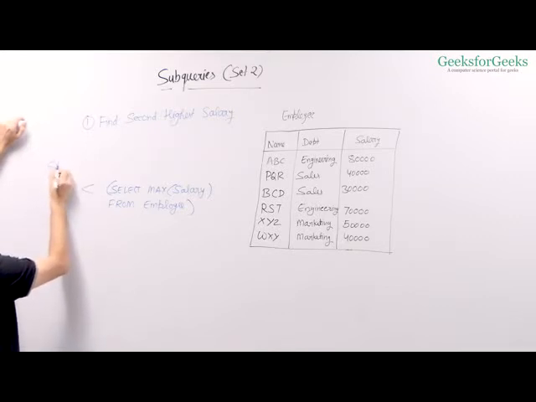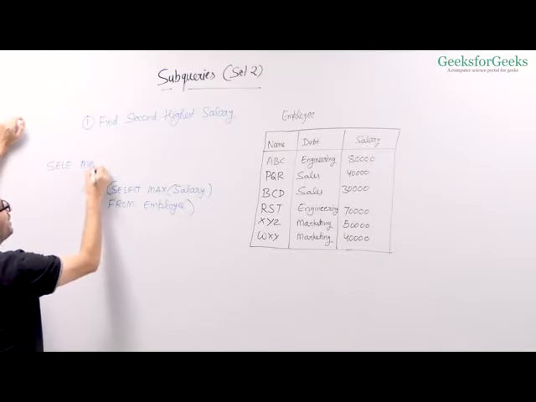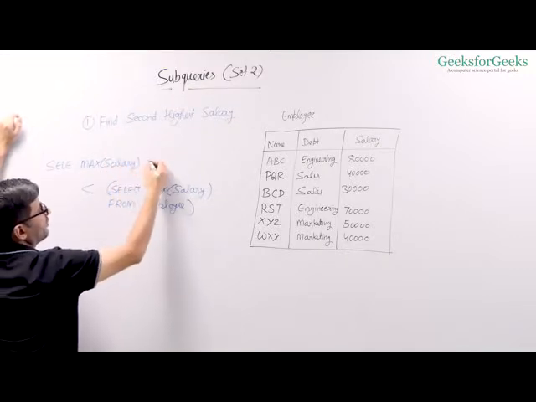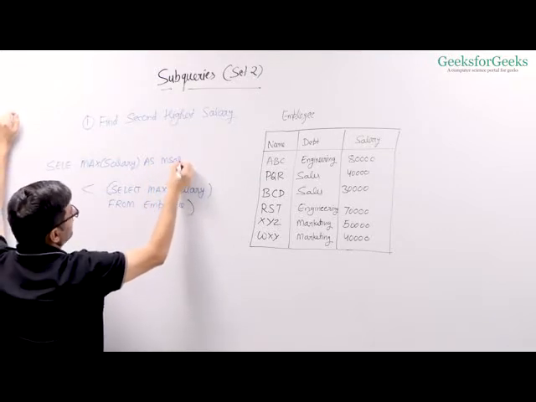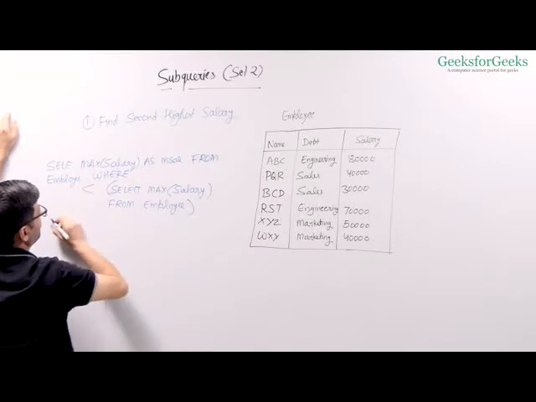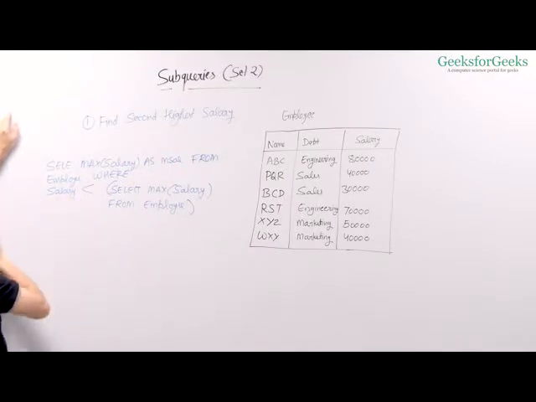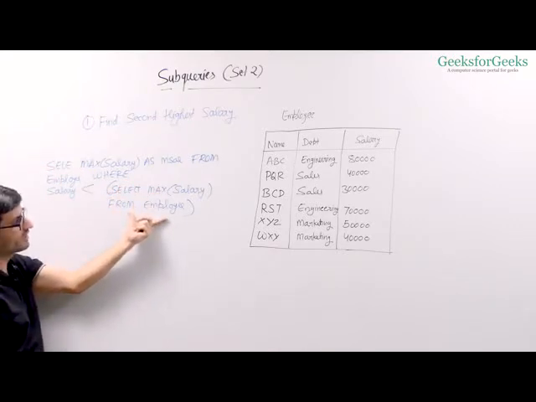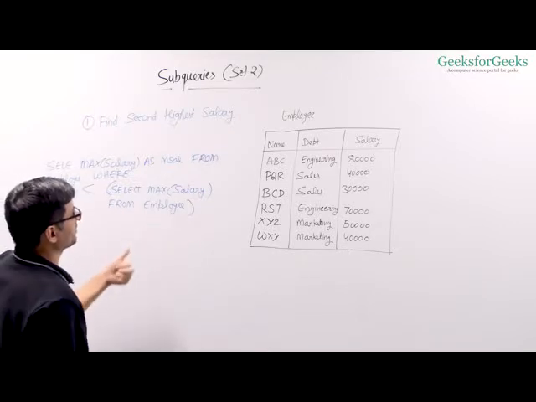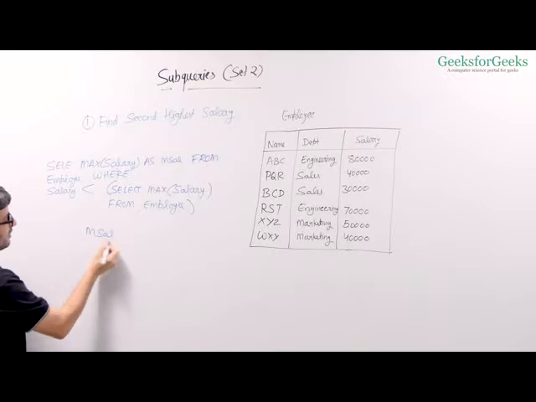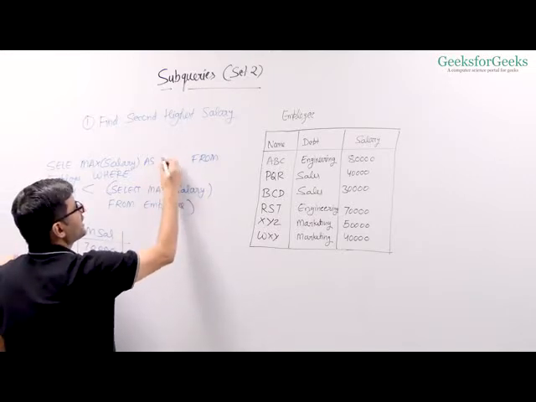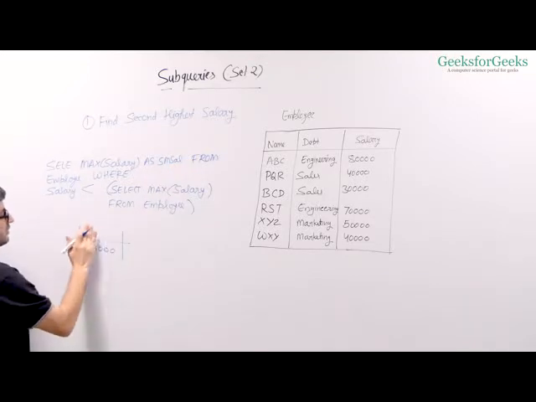We say select max salary, we can give it a better column name, as M cell, from employee where salary is smaller than this. So we find all the salaries which are smaller than the max salary. So we'll have all these salaries 40, 30, 70, 50, 40. Out of these we want the maximum, which is our second maximum, right? So output will be max salary and this value 70,000. We should rather call it second maximum salary, to avoid any confusion.